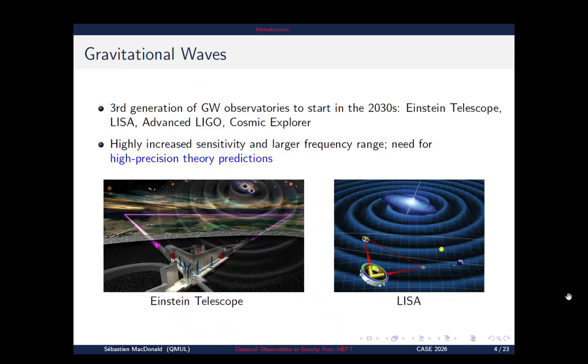The experiments don't stop there, so even into the 2030s, more have been announced. For example, LIGO is getting an upgrade, and there are other telescopes, which will also be ground-based. LISA, for example, which will be space-based. These will all have better intensity and frequency ranges, so there's a need for higher and higher precision theory predictions.